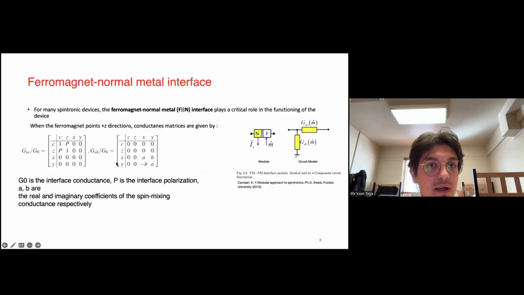When the ferromagnet points in the plus z direction, the conductance matrix is given by this, and they are obtained from scattering theory or non-equilibrium Green's functions. And here G0 is the interface conductance and P is the interface polarization, the real and imaginary coefficients of the spin mixing conductance respectively. Series conductance here produces spin polarized currents in response to a charge potential, and the shunt conductance dissipates transverse spin currents, enabling the spin transfer torque mechanism.